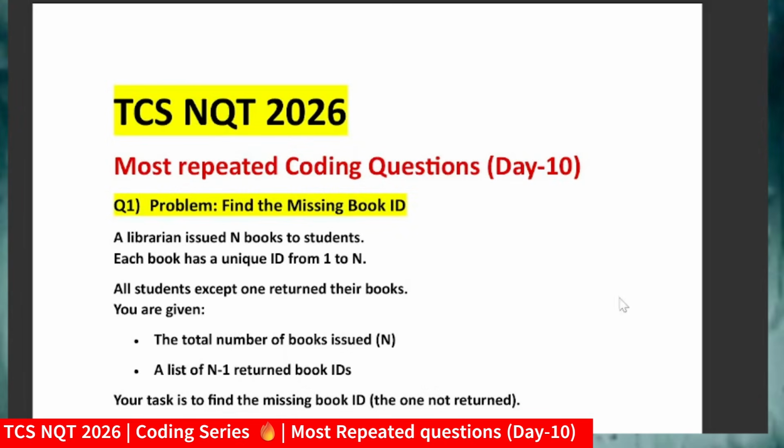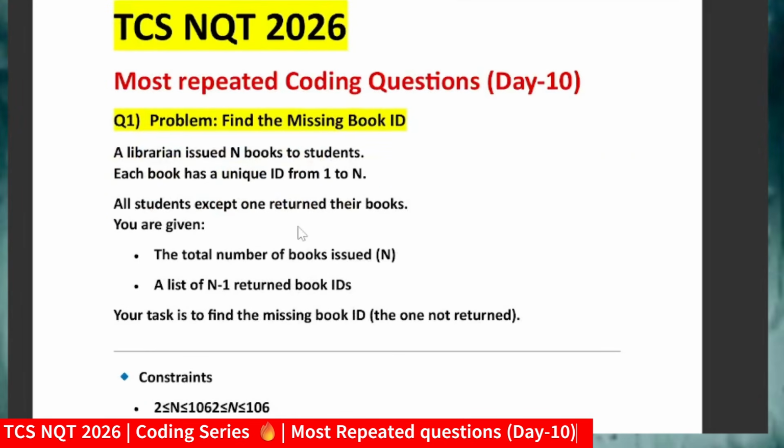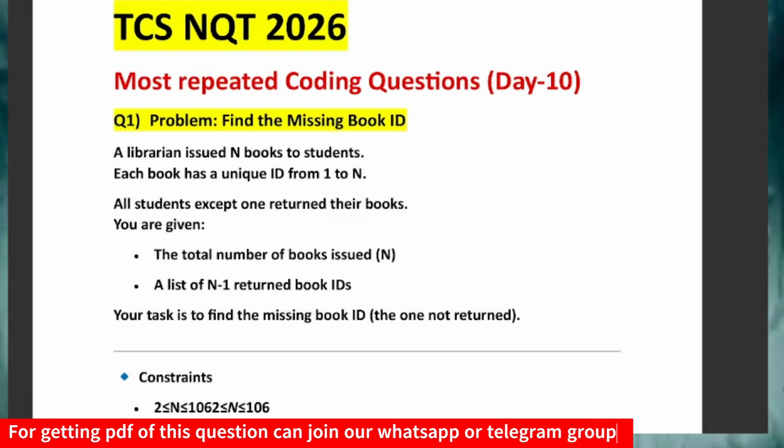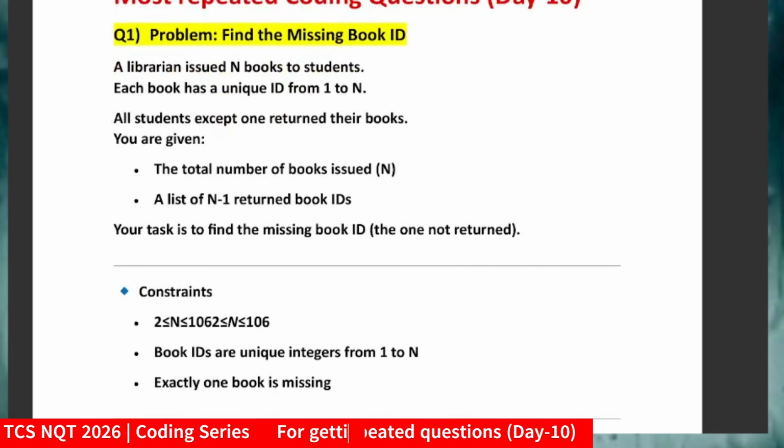Let me give you the first question, which is a descriptive question, and this is the exact question which was asked in the TCS NQT 2025 exam. The first question is find the missing book ID. A librarian issued n books to students, and each book has a unique ID from 1 to n.